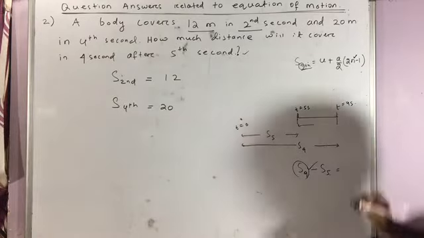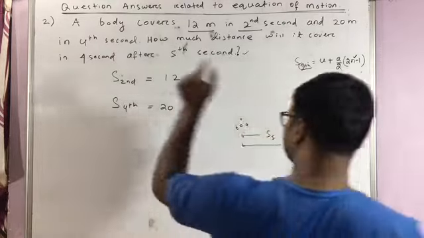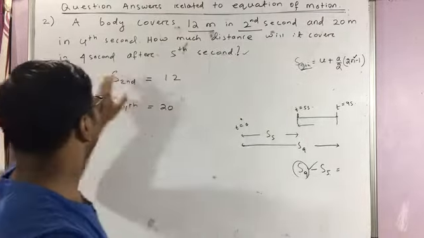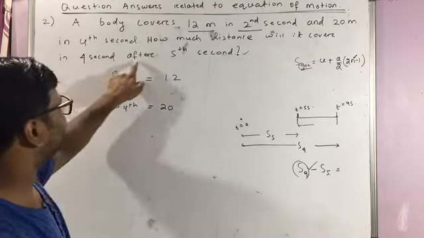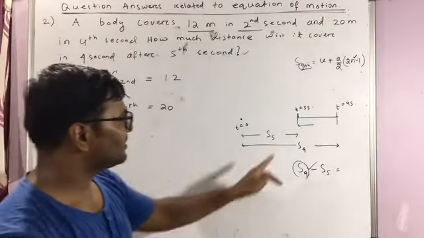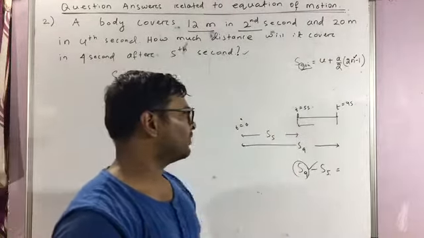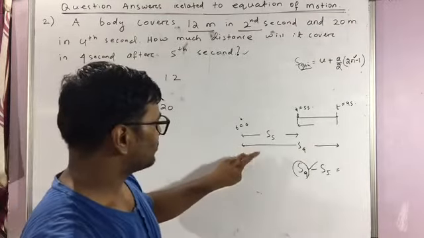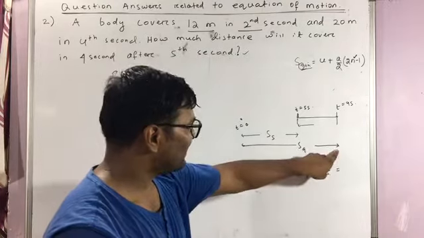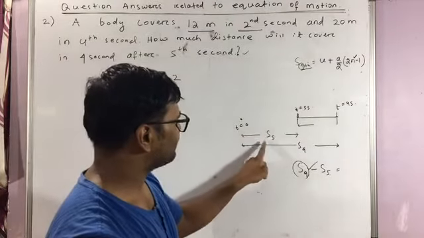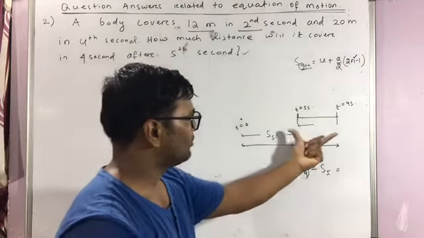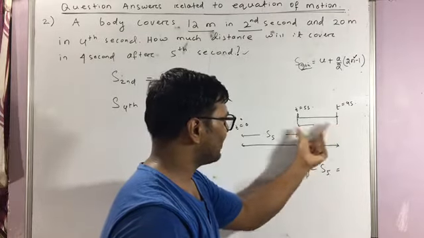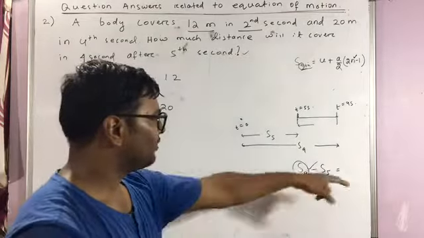S9 minus S5, because the question here, you read the question carefully, how much distance will it cover in 4 seconds after the 5th second? Means between these 4 seconds we need to find out the distance. So the total time span is your 9 seconds. So S9 is the distance covered in 9 seconds minus S5. S5 is the distance covered in 5 seconds. So the distance covered in this part is the distance covered in 4 seconds after the 5th second. So we need to find out S9 minus S5.